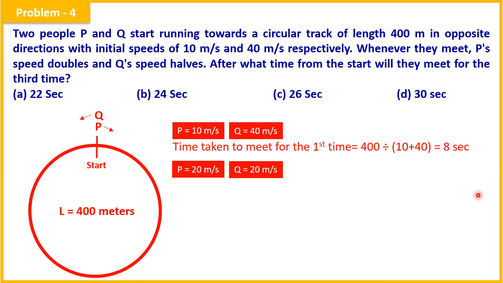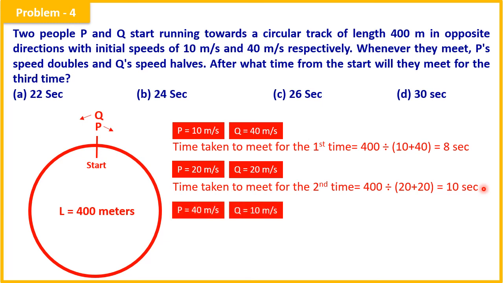So the time taken to meet for the second time is again the length of the track divided by their relative speed, which comes out to be 10 seconds. Now after meeting for the second time, again P's speed doubles and Q's speed halves. So the new speed of P is 40 meters per second while that of Q is now 10 meters per second. So the time taken to meet for the third time will again be the length of the track divided by their relative speed.